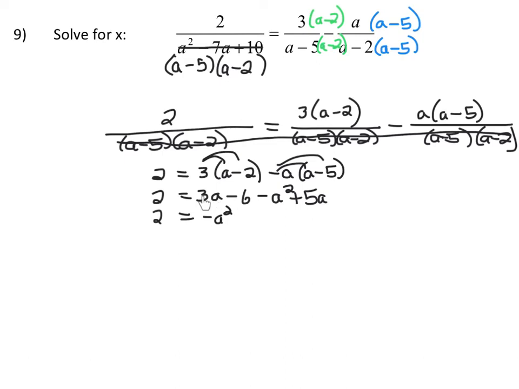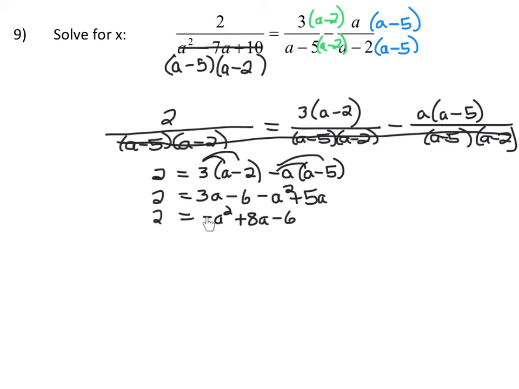Okay, and then I'll combine the 3a and the 5a. So 3a plus 5a is positive 8a. And I'll bring down the minus 6. Now, here's the deal. You want to get everything, because we have an exponent, right? We want to get everything to one side of the equation.